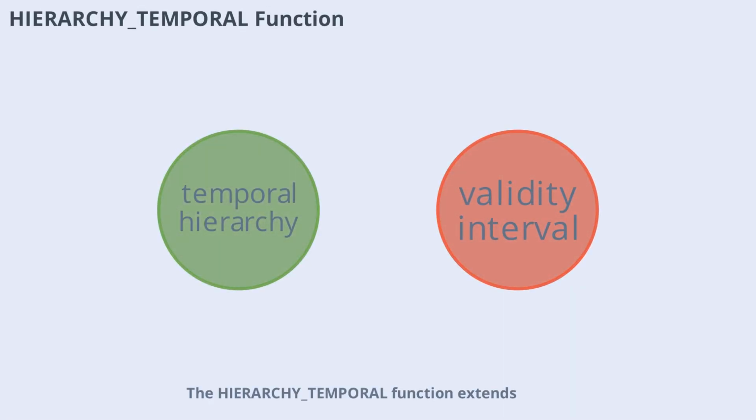The HIERARCHY_TEMPORAL function extends hierarchy generation to time-dependent data. By specifying validity intervals, you can generate hierarchies as they existed at specific times or over certain periods. This is crucial for applications that need to track changes over time, such as organizational history or permission changes.